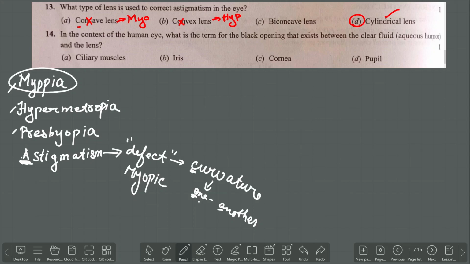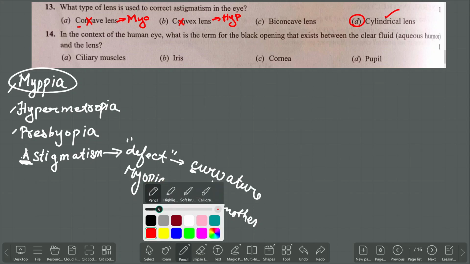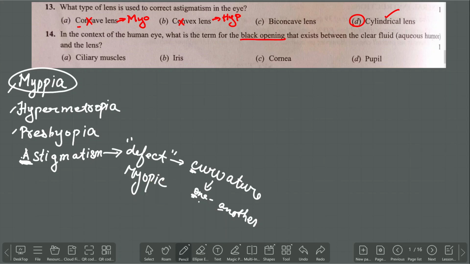Next, question number 14. In the context of the human eye, what is the term for the black opening? Opening in the sense a small hole that will be there in one dark muscular diaphragm. What is the name they are asking? The options they gave are ciliary muscles, iris, cornea, pupil. What is the answer?